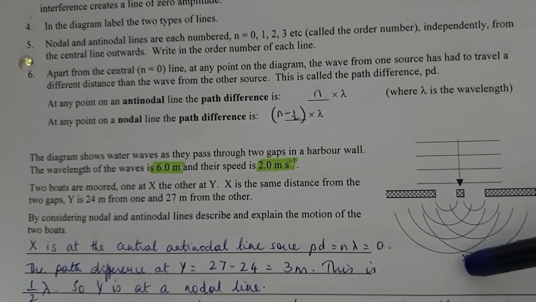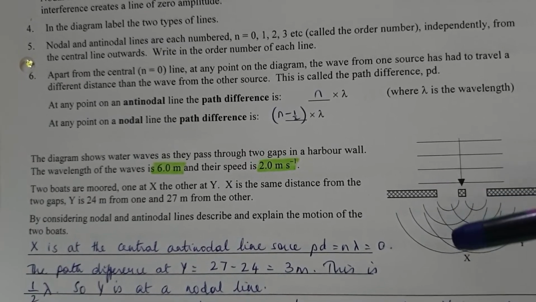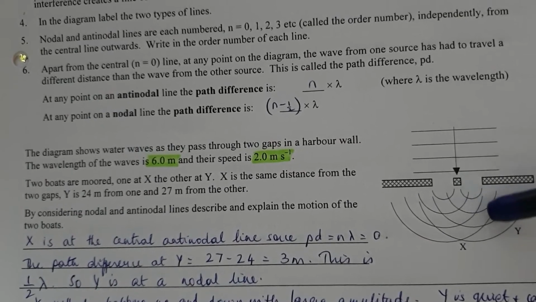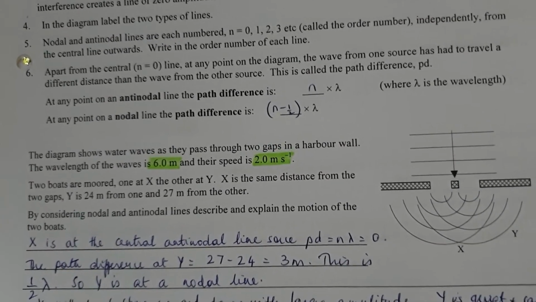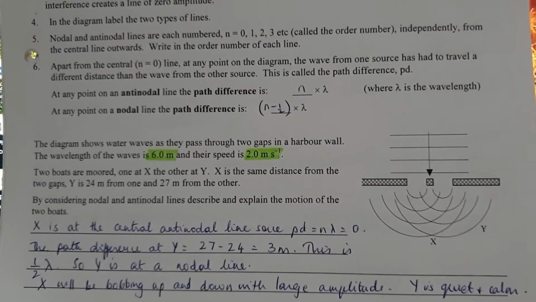So what's going to happen to the motion? It's large amplitude. So it's going to be bouncing up and down with large amplitude. Whereas y, because it's along a nodal line, is going to be quite calm. Okay, so that's the answer to this worksheet here.